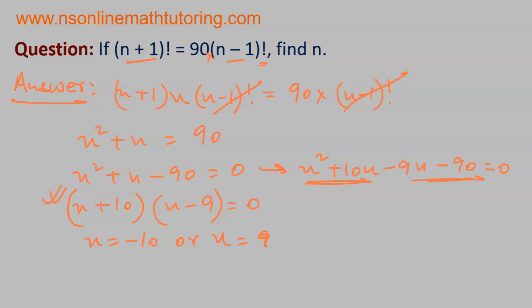Okay. And if n is equal to negative 10, what is n plus 1 equal to? Negative 9. And we cannot have a factorial of a negative number. n minus 1, if n is negative 10, negative 10, negative 1, it is negative 11. We cannot have a factorial of a negative number. Therefore, we have to reject this. We cannot take this value of n. Therefore, we will be having the value of n as 9. n equal to 9 is our answer. Okay, this is our answer.